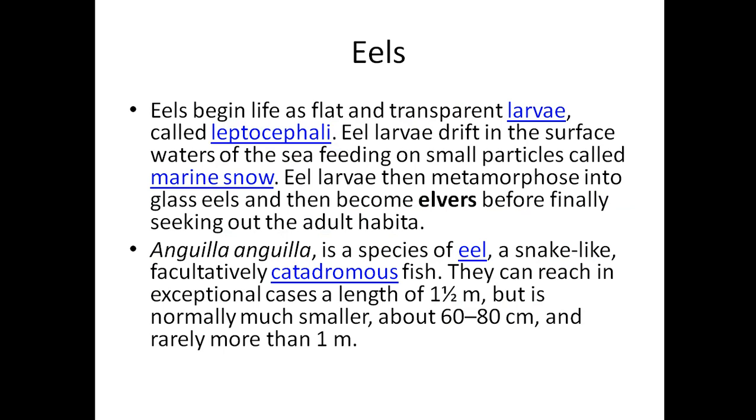Then glass eels metamorphose into elvers, and finally these elvers metamorphose and reach the adult habitat. Adult habitat is the river. And even this Anguilla species of eel, it's snake-like. It's a catadromous fish. That is, for breeding, it moves from freshwater to marine water.